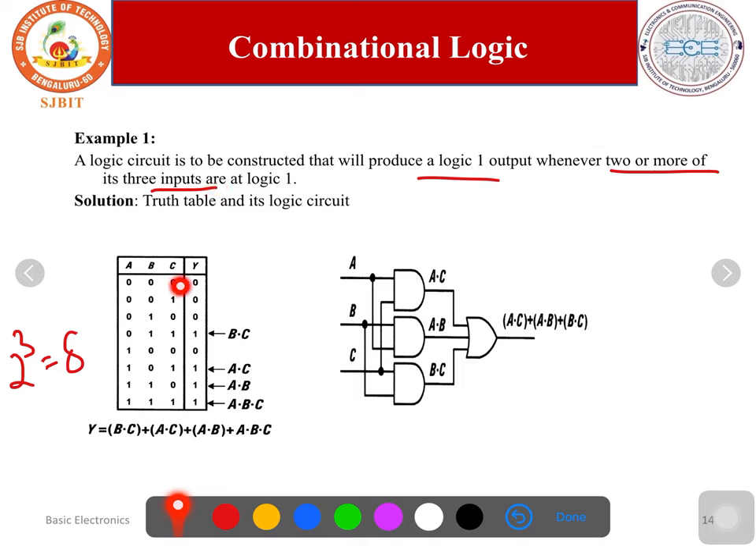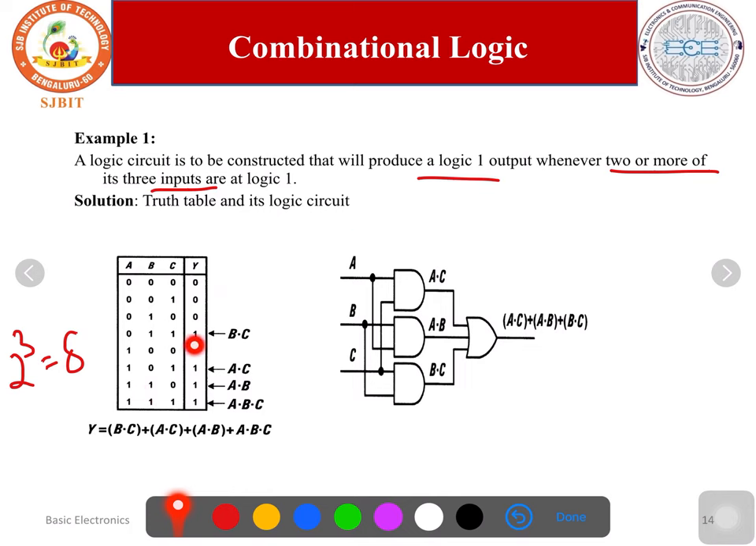Here all are 0, it is 0. One of the inputs is high, so it is 0. One of the inputs is high, so it is 0. But here in this combination, 2 inputs are high, so make the output 1. Here only one input is high, so make it 0. Here two inputs are high, make the output 1. Here two inputs are high, so make output 1. Here all three inputs are high, so make the output 1. So writing the truth table is very easy if you understand the problem.